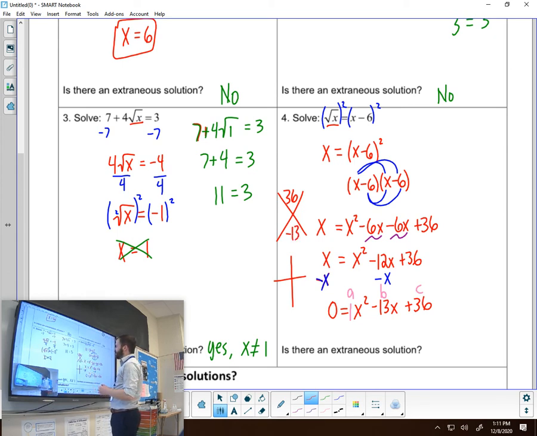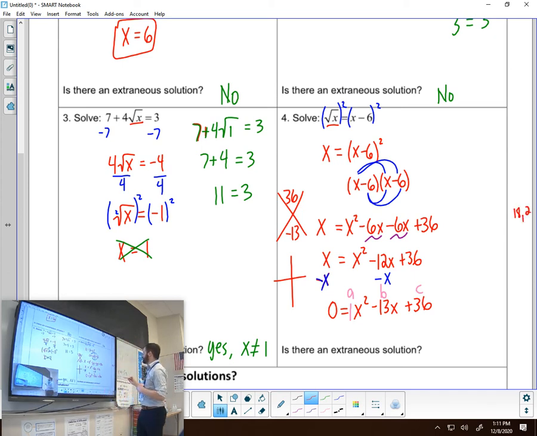So now I need to think of two numbers that multiply to equal positive 36 but add to equal negative 13. Okay, so I'm going to be thinking of, well, let's see, factors that go into 36. Well, we have 18 and 2.